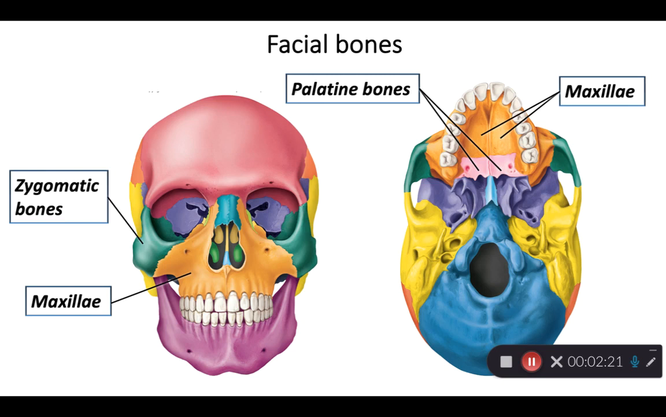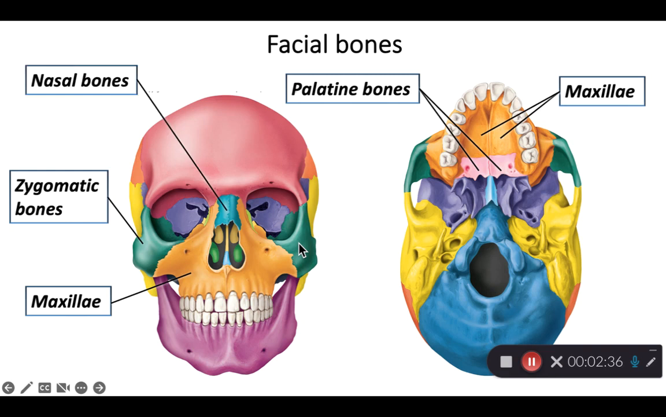Next 2 bones are the zygomatic bones. So the zygomatic bones form what we would typically refer to as our cheeks. So they're often called cheekbones. So there's one here and then one here shown in green. The nasal bones are a pair of bones that form what we would call the bridge of your nose. The bridge of your nose is basically where your glasses or sunglasses would rest. So those are known as nasal bones.